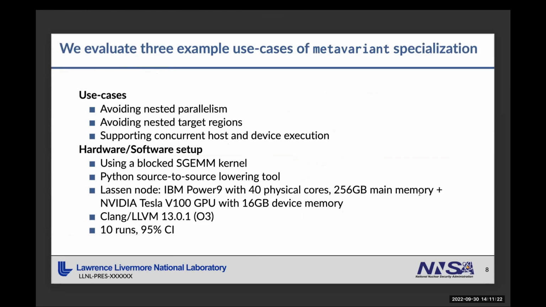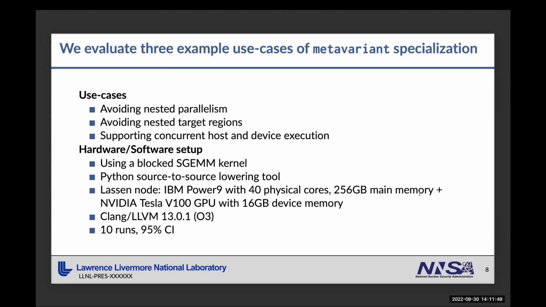Now, to evaluate it, we pulled together a few different use cases: avoiding nested parallelism, avoiding nested target regions. This one actually came up. I had somebody send me some code saying, is this valid? This doesn't look valid to me. It was a declare target function with a target region in it that wasn't doing reverse offload. It's just, let's offload again.